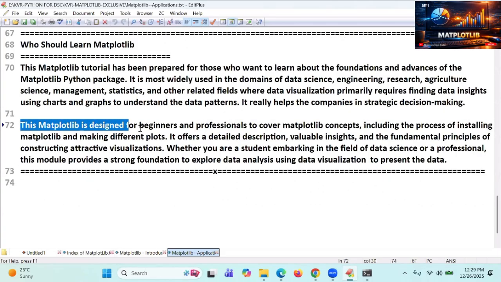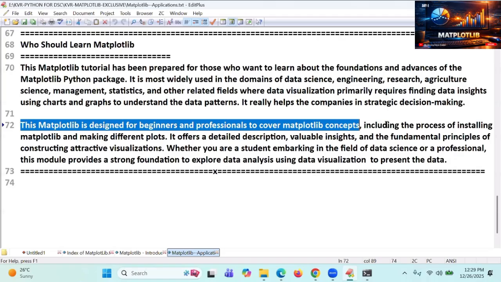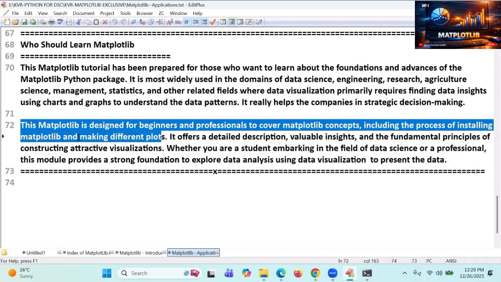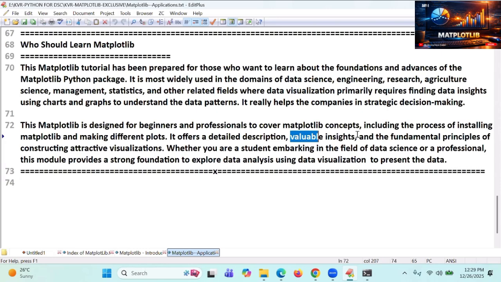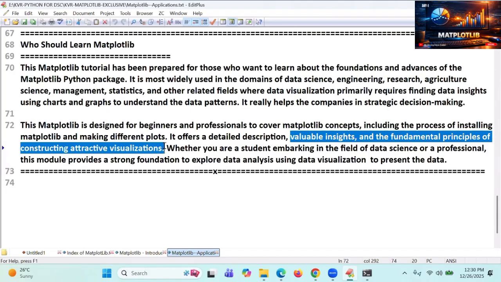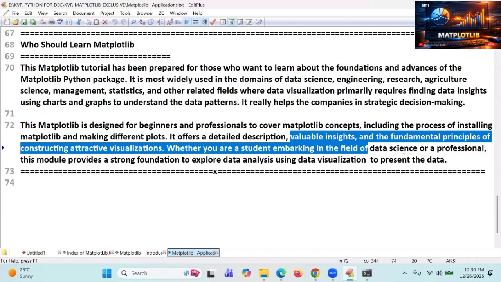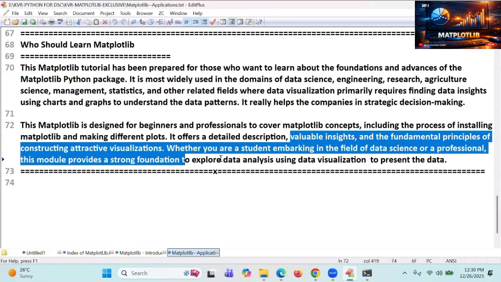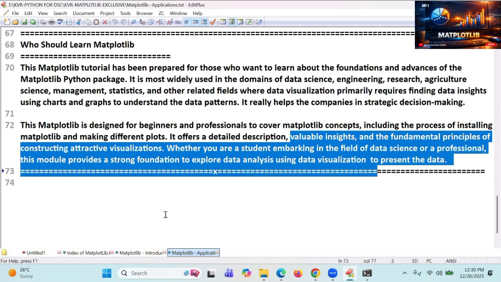This Matplotlib course is designed for beginners and professionals, covering Matplotlib concepts, including the process of installing Matplotlib and making different plots. It offers detailed descriptions, visuals, valuable insights, and fundamental principles of constructing attractive visualizations. Whether you are a student embarking on the field of data science or a professional, this module provides you a strong foundation to explore data analysis using data visualization to present the data.